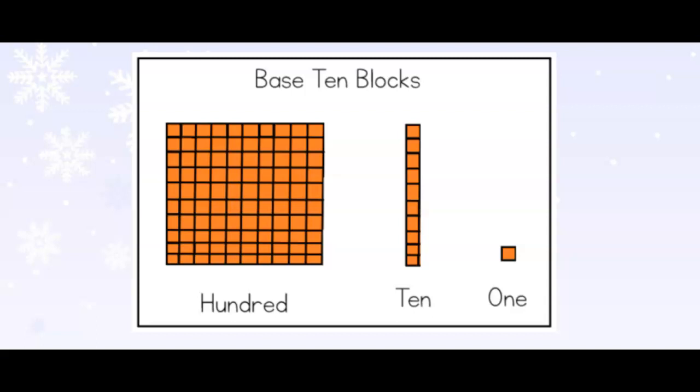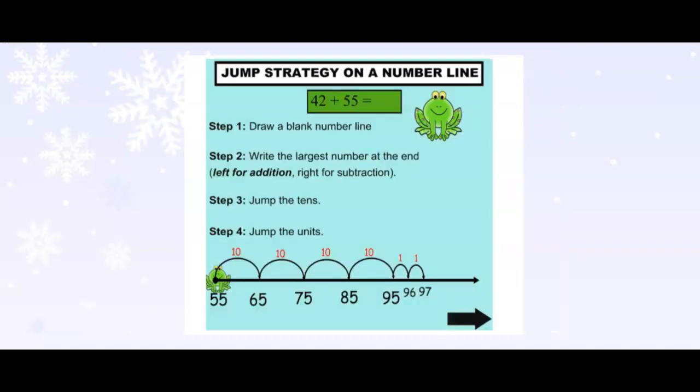Today, we'll be using the base 10 block strategy. Remember, we have ones cubes, tens cubes, and hundreds cubes to represent the place of each digit in a number. Another strategy that we will use is the number line strategy, where you start with one number and jump the amount of ones, tens, and hundreds for the other number.